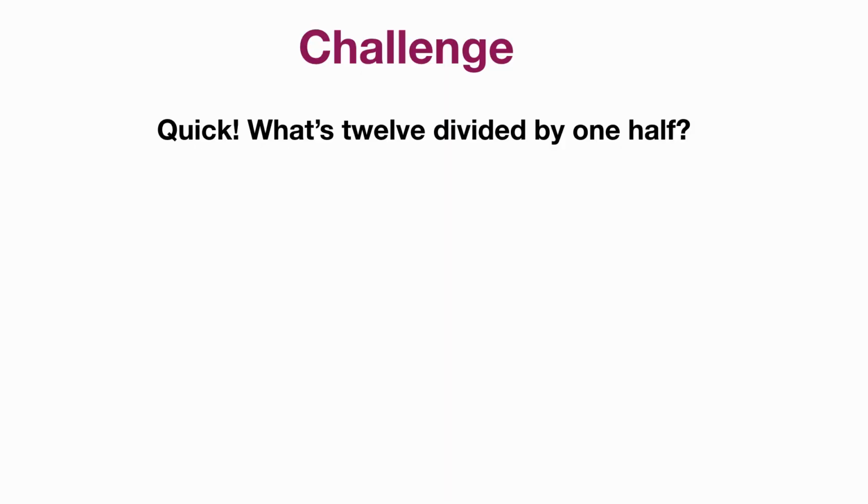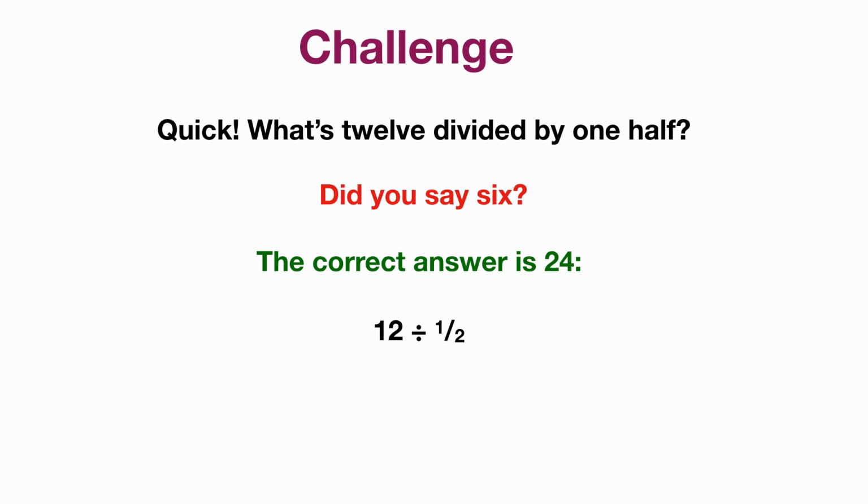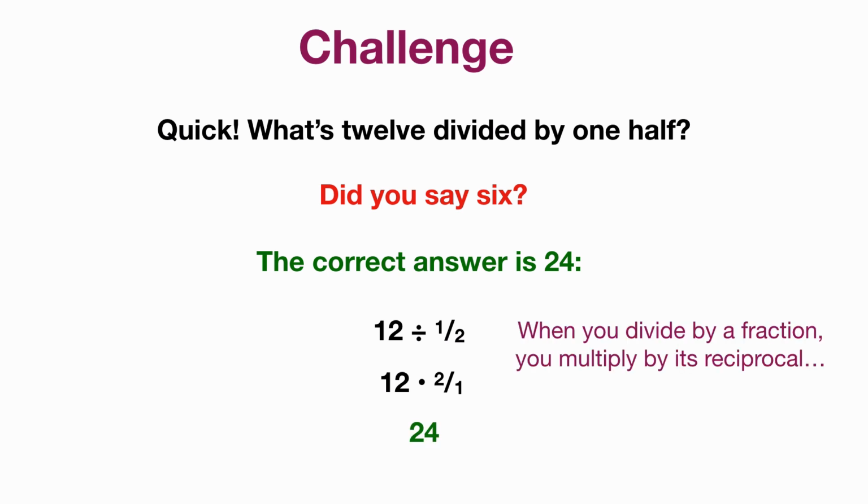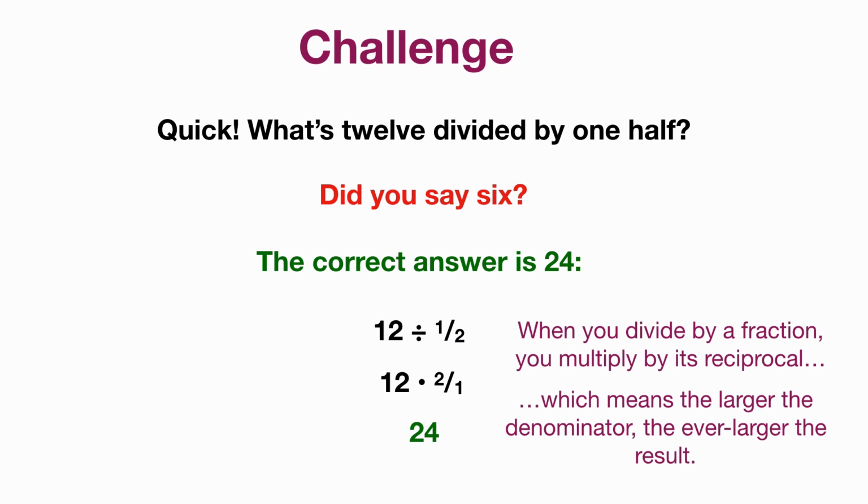All right, so here's a quick challenge for you. Quick, what's 12 divided by 1/2? Go. Did you say 6? That's what most people say. The correct answer is 24, because 12 divided by 1/2 is the same as 12 times 2 over 1, which gives you 24. And the rule is when you divide by a fraction, you multiply by the reciprocal. So if you're dividing by a fraction and the denominator gets really big, your actual final answer will get even bigger.